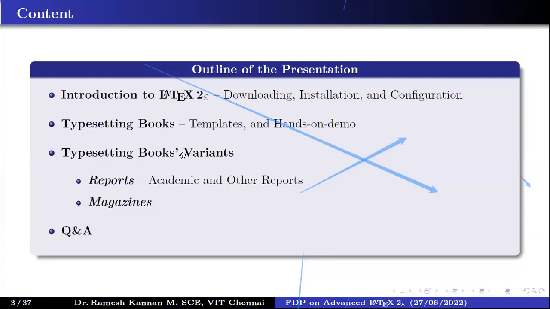And then we'll talk about typesetting books, templates, and a hands-on demo. Then we'll talk about books and variants and reports and so on. I just call it a books variant, rather than calling it report, magazines, and other related stuff, because those are also done basically using the same procedure as in the case of a book. It could be class lecture notes, or a scientific report or a laboratory report. All those things can be done using the book class itself. So we'll talk about that in much detail. And finally, we'll have a Q&A.